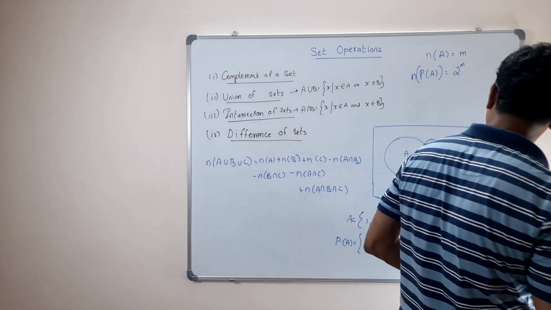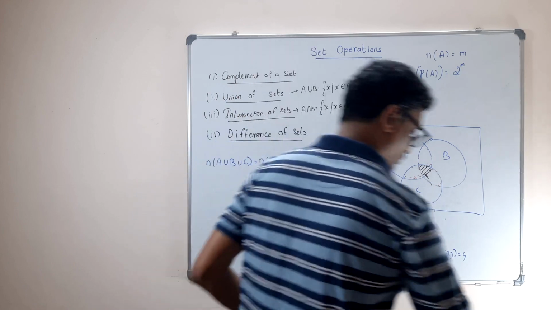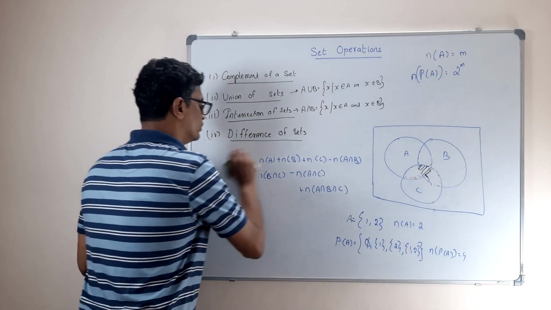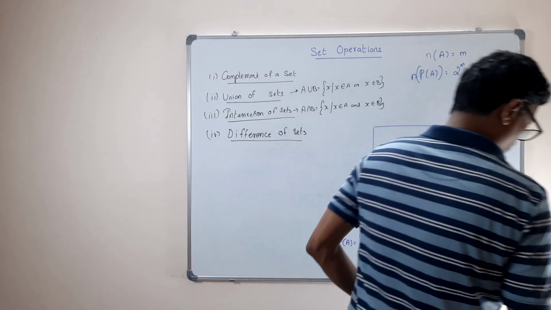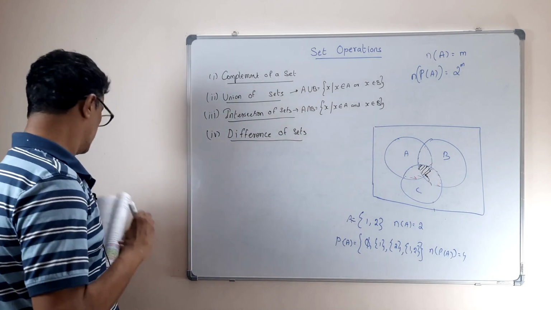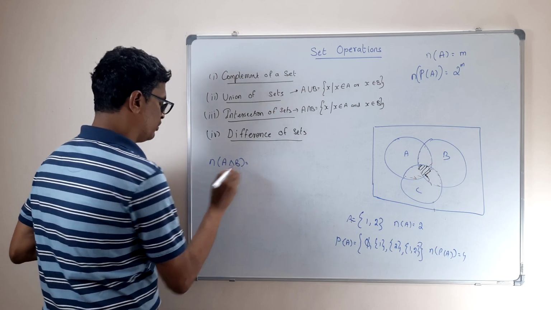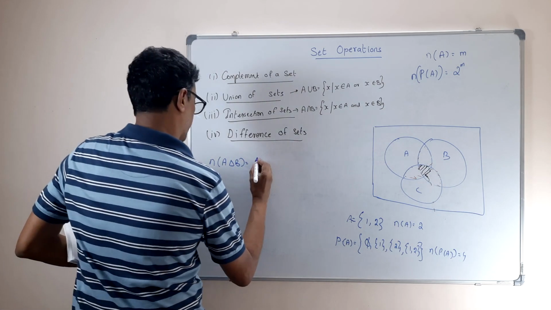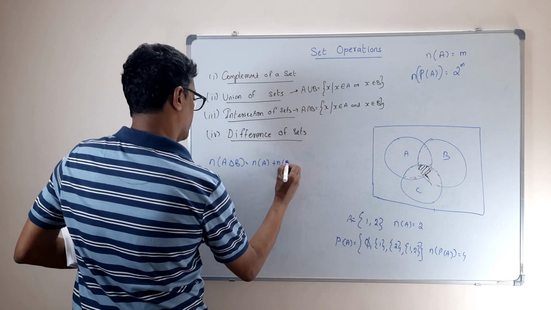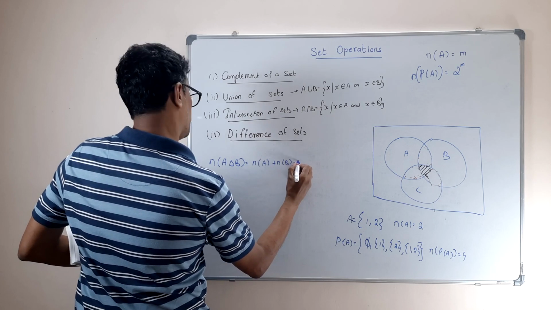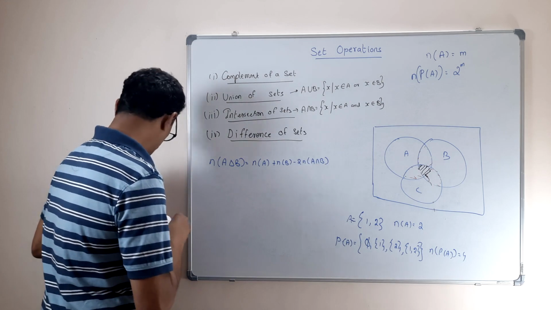And the last property is what? Yes, that is the symmetric difference. n of the symmetric difference between A and B will be equal to n of A plus n of B minus 2 times n of A intersection B. Is it right?